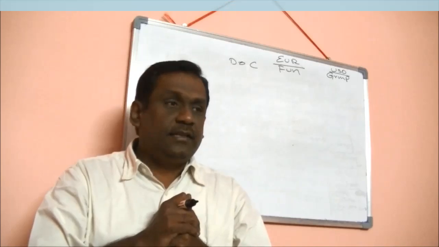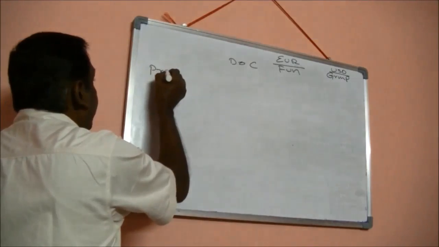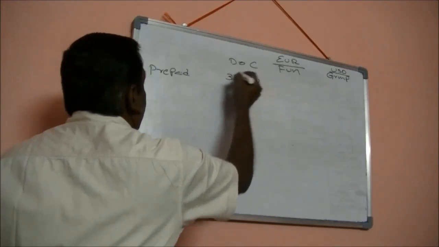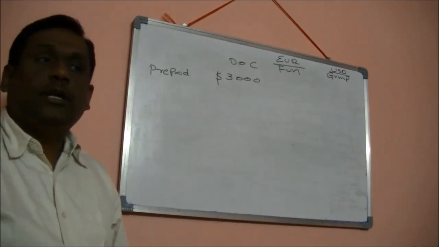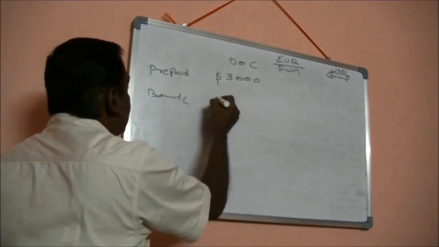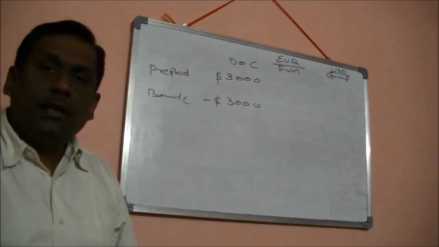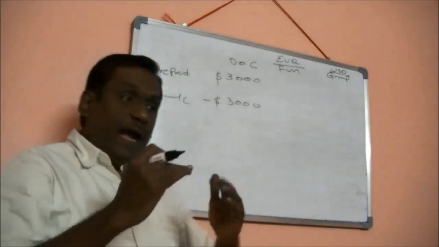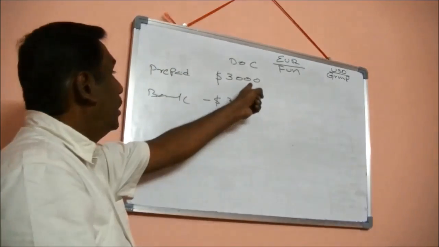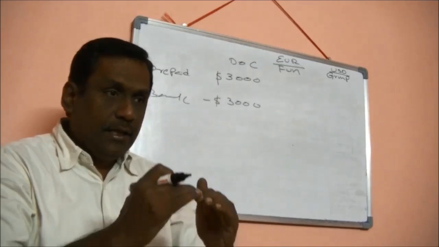While making that payment, since it is a prepaid expenditure, what entry do I book? I debit prepaid $3,000 because my document currency is $3,000, and I credit my bank $3,000. Clear? While booking this entry in the system, which currency am I going to choose? I am going to choose only document currency. I will choose the document currency and I will make the payment.